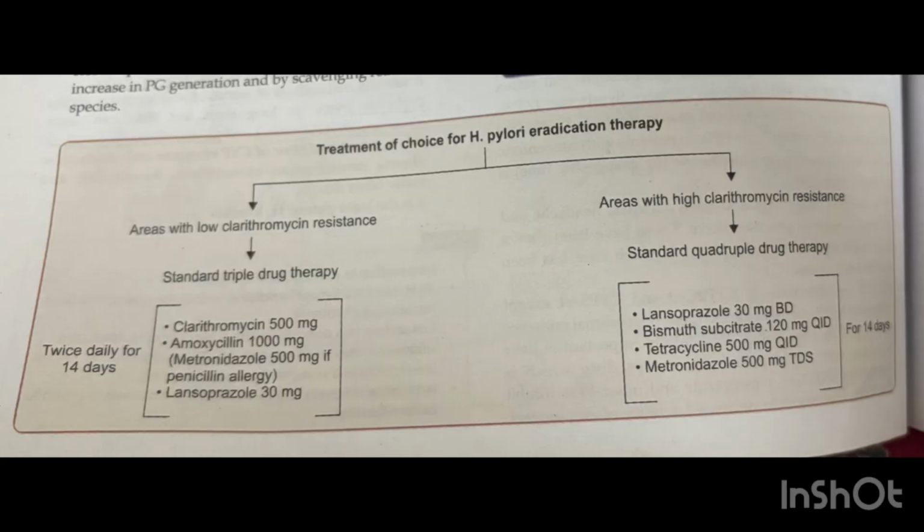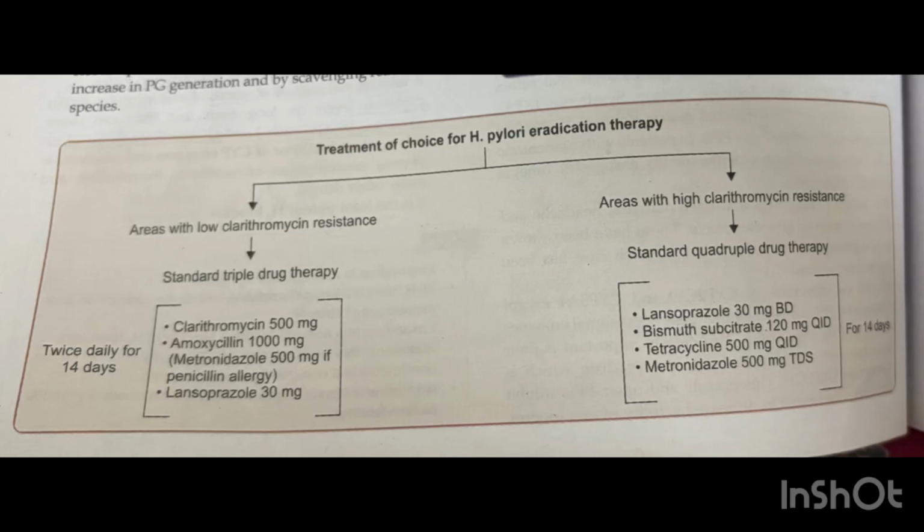CAMP. Treatment of choice for H. pylori eradication therapy. Areas with low clarithromycin resistance: standard triple drug therapy. Clarithromycin 500 mg, amoxicillin 1000 mg, metronidazole 500 mg if penicillin allergy, lansoprazole 30 mg twice daily for 14 days.